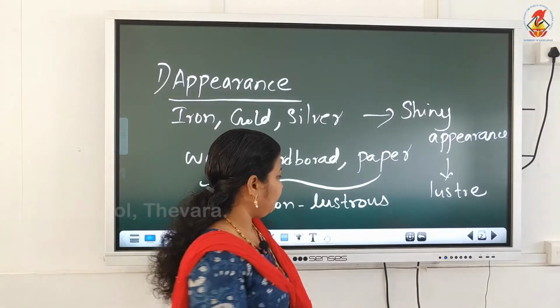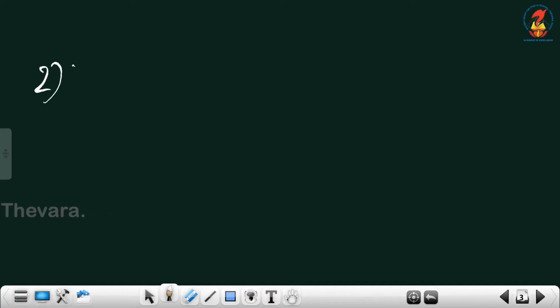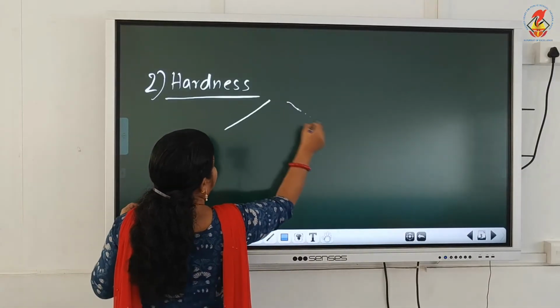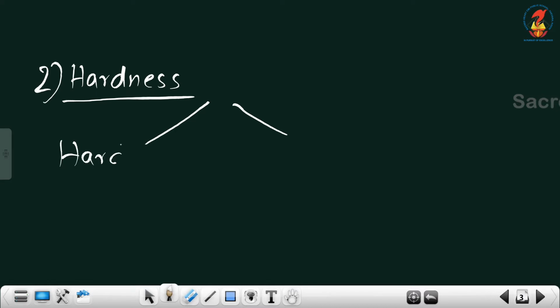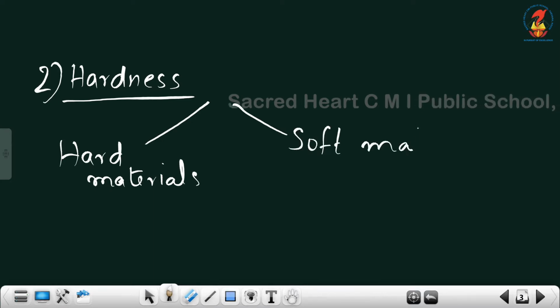Now, we move on to the second property, hardness of materials. Here we have two types. One type is hard materials and the second type is soft materials.